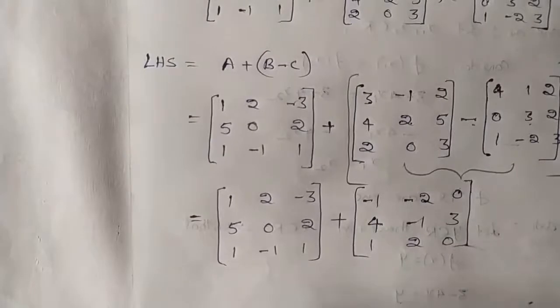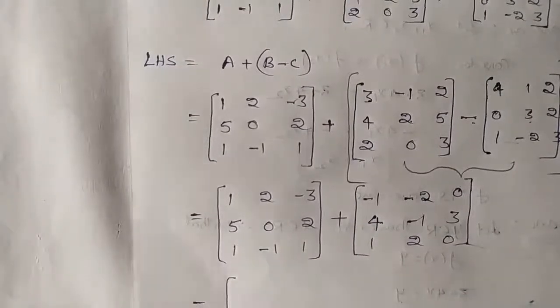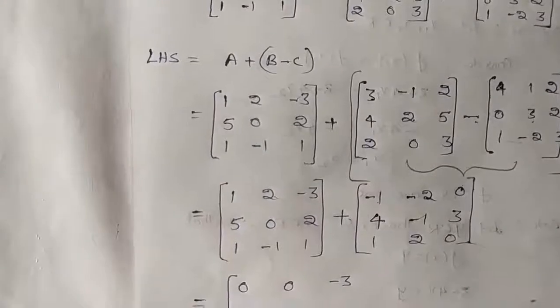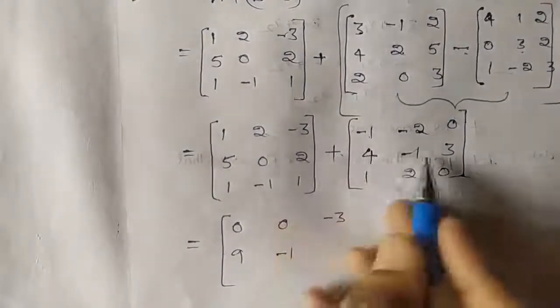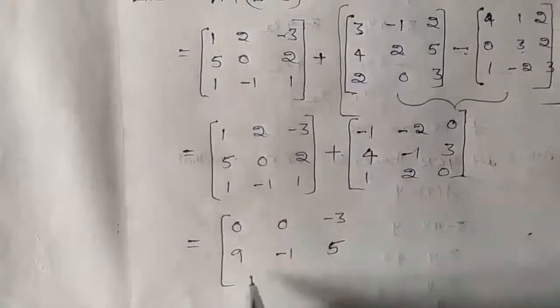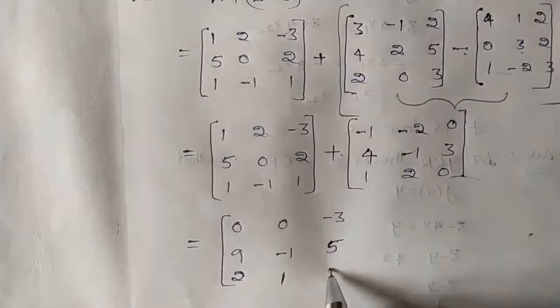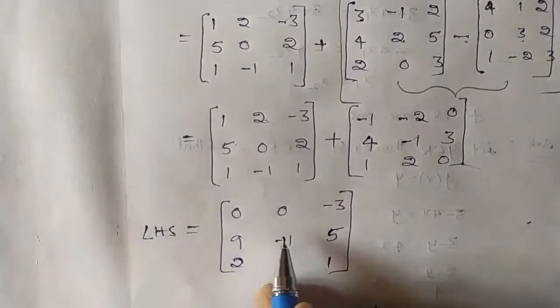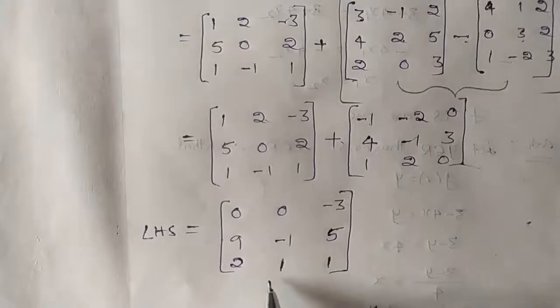Now add these two matrices. Add corresponding elements. 1 minus 1 is 0. 2 minus 2 is 0. Minus 3 plus 0 is minus 3. 5 plus 4 is 9. 0 minus 1 is minus 1. 2 plus 3 is 5. 1 plus 1 is 2. Minus 1 plus 2 is 1. 1 plus 0 is 1. So the LHS matrix is 0 0 minus 3, 9 minus 1 5, 2 1 1.